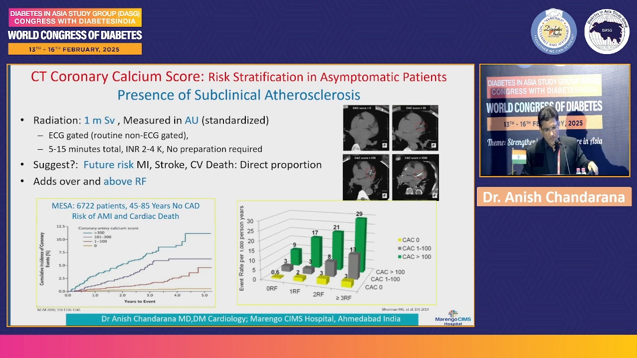What does CT coronary calcium mean? It means there is atherosclerosis. Simple. It's not a risk factor. It means there is disease inside the coronary arteries. It gives a very small dose of radiation, which is 1 millisievert.